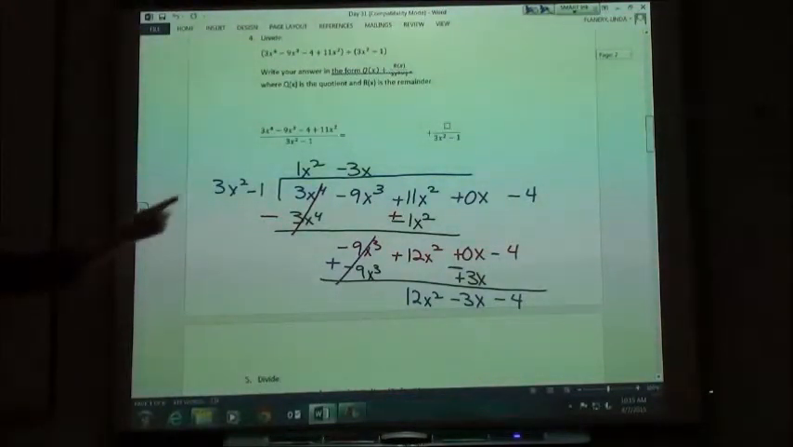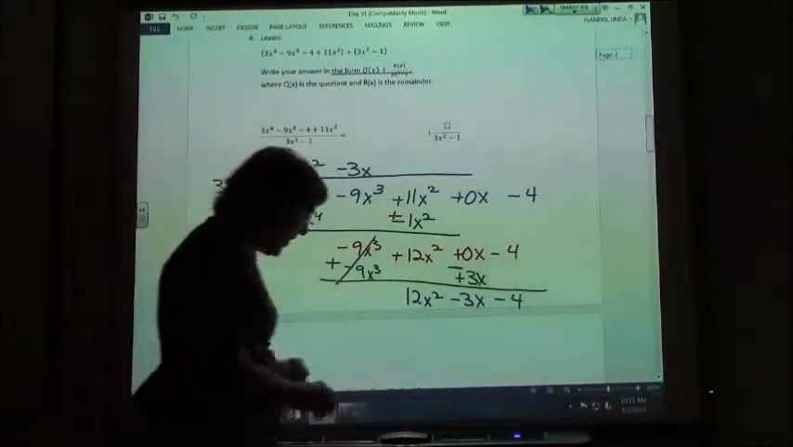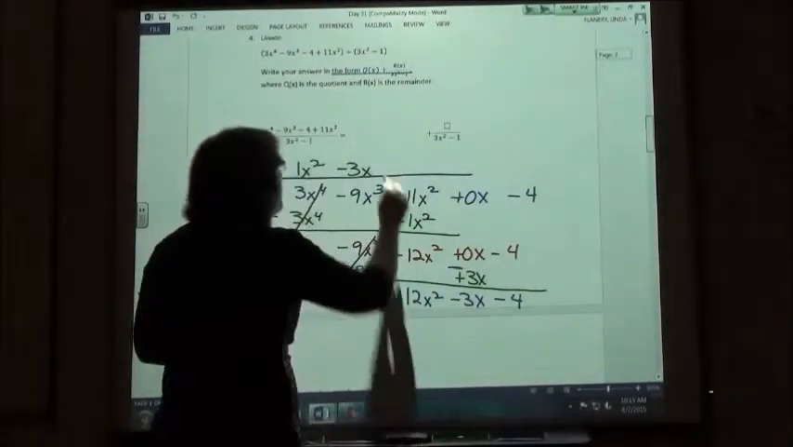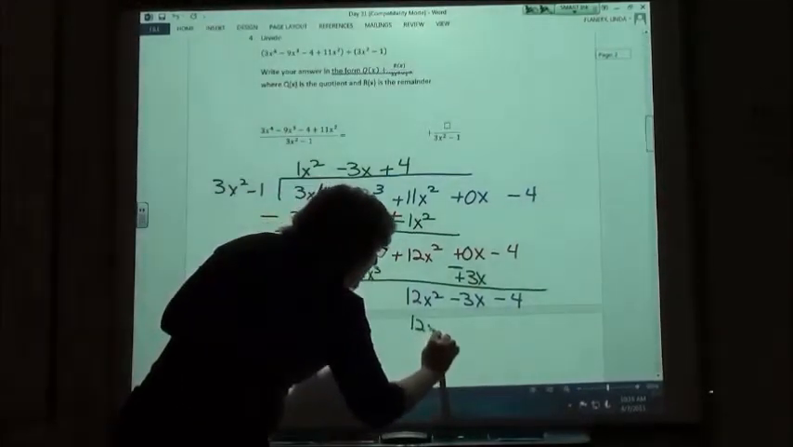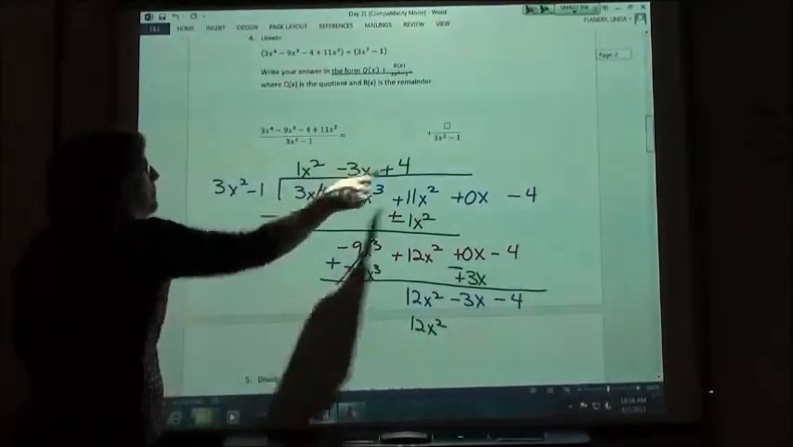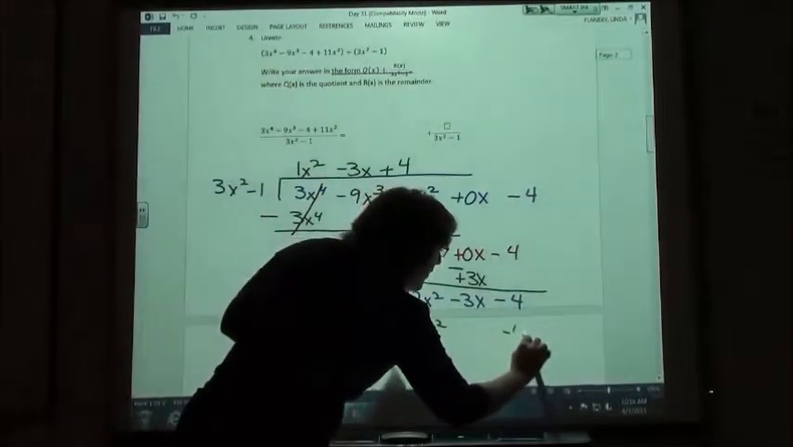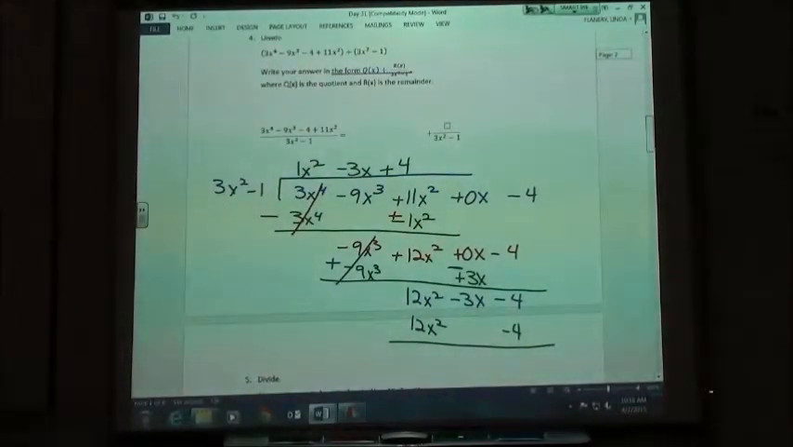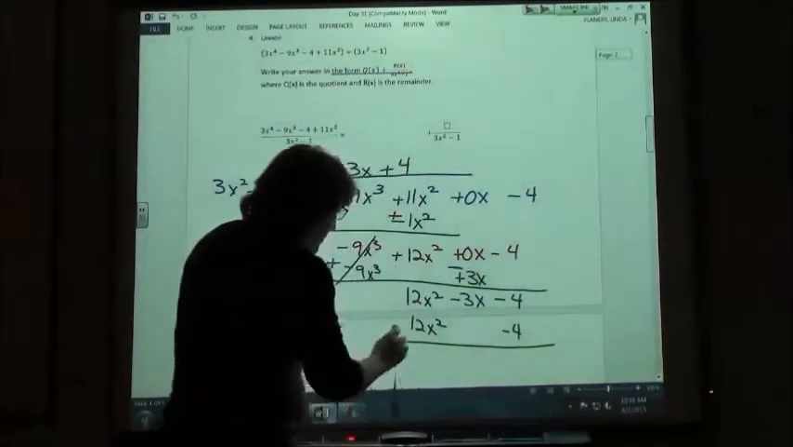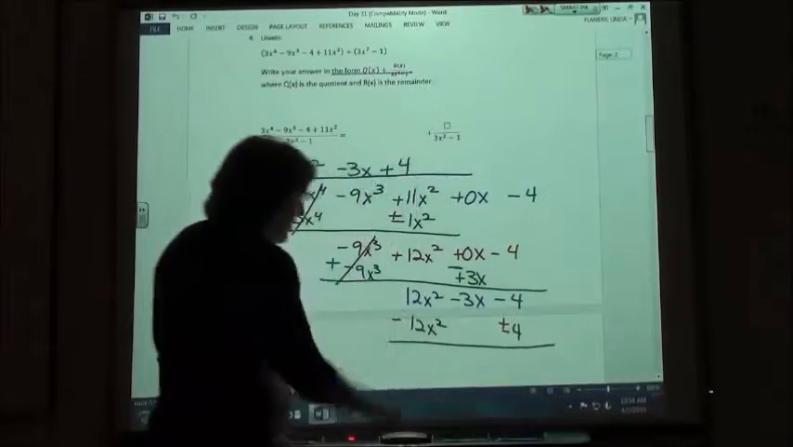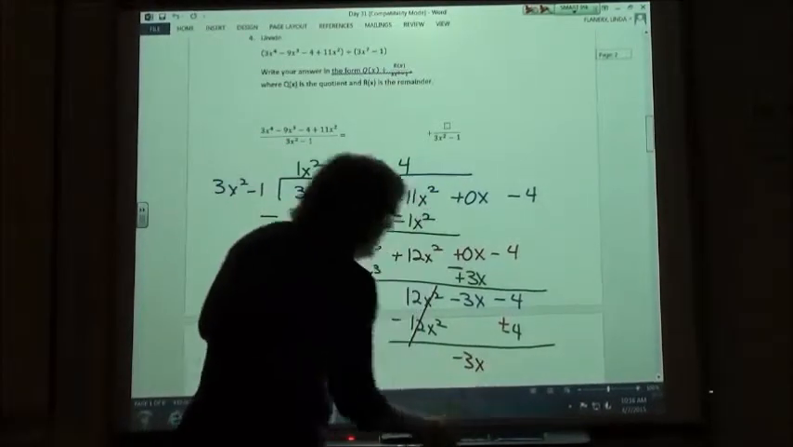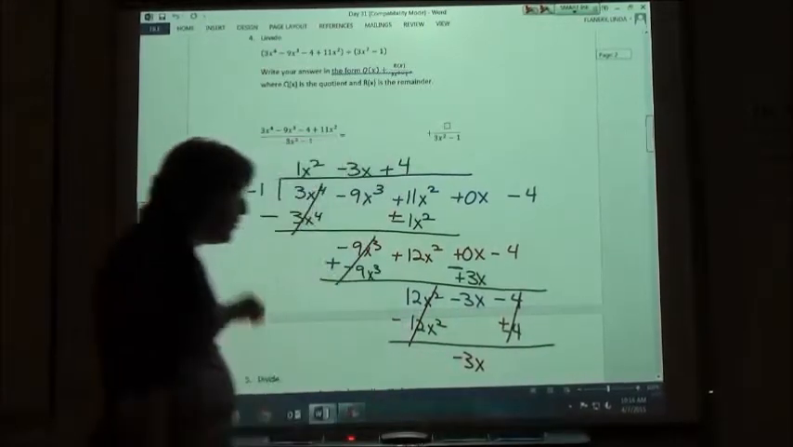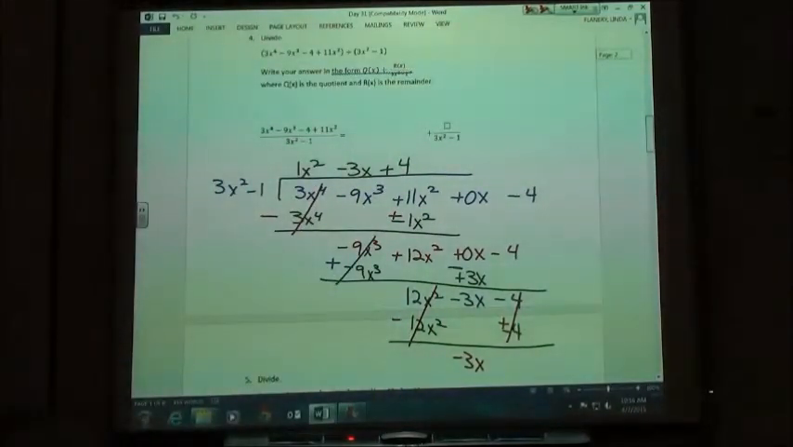So what do we take times our 3x squared to get a 12x squared? A positive 4. So we're going to have 12x squared, and then we're going to have minus 4, which is going to go over here. Then we have to change our signs. Negative and a positive. The 12x squareds are going to cancel. I'm going to have a minus 3x, and negative 4 and positive 4 is going to cancel. So I just get a minus 3x down there on that one.